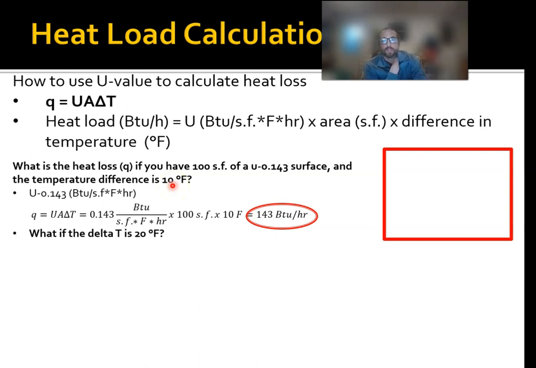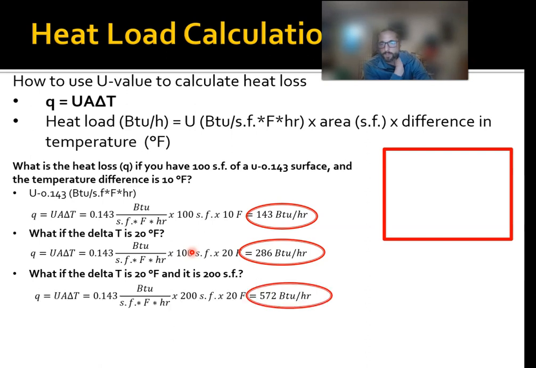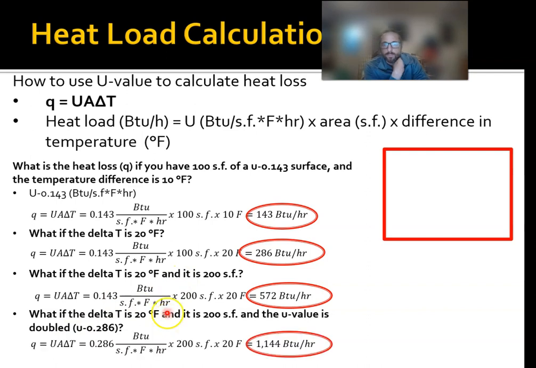That's it. So what if the delta T is 20? Again, do the math. It's going to double it, 286. What if we have a delta of 20 and it's 200 square feet? It's going to double it again, 572 BTUs per hour. What if the delta is 20, it's 200 square feet, and the U value is double? It's going to double again, right? So again, it's all proportional.